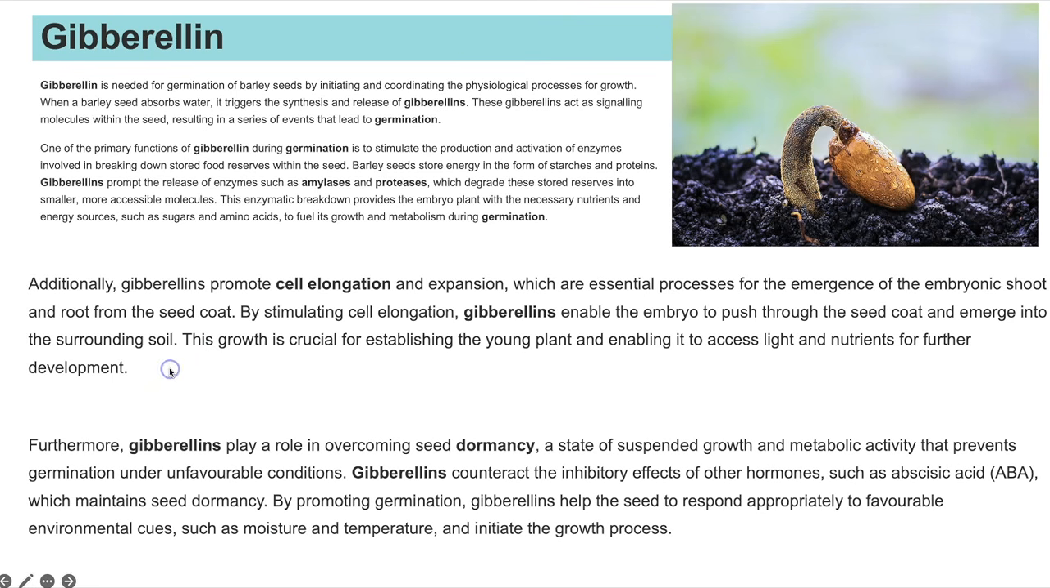development through photosynthesis. Gibberellins also play a role in overcoming seed dormancy, which is a state of suspended growth and metabolic activity that prevents germination if there are unfavourable environmental conditions. So gibberellins counteract the inhibitory effects of other hormones such as ABA, which maintains seed dormancy. And by promoting germination, gibberellins help the seed to respond appropriately to favourable environmental cues such as moisture and temperature, and therefore initiate the growth process.